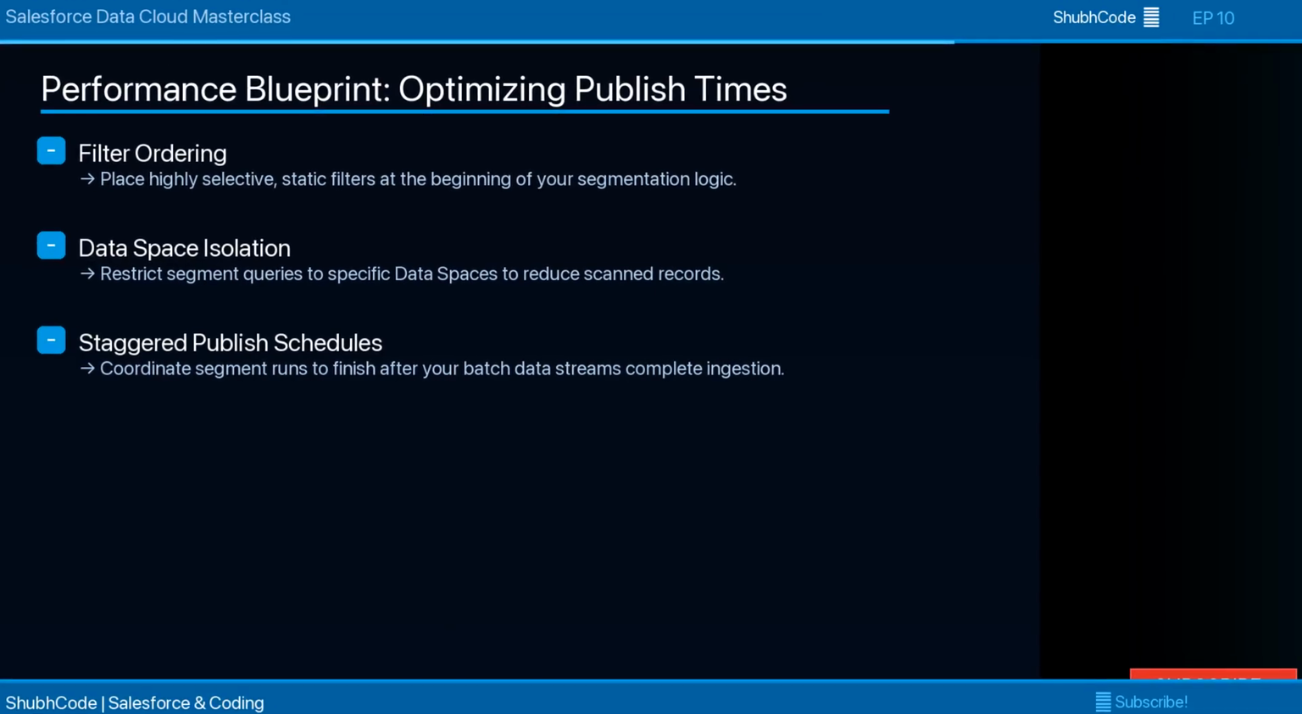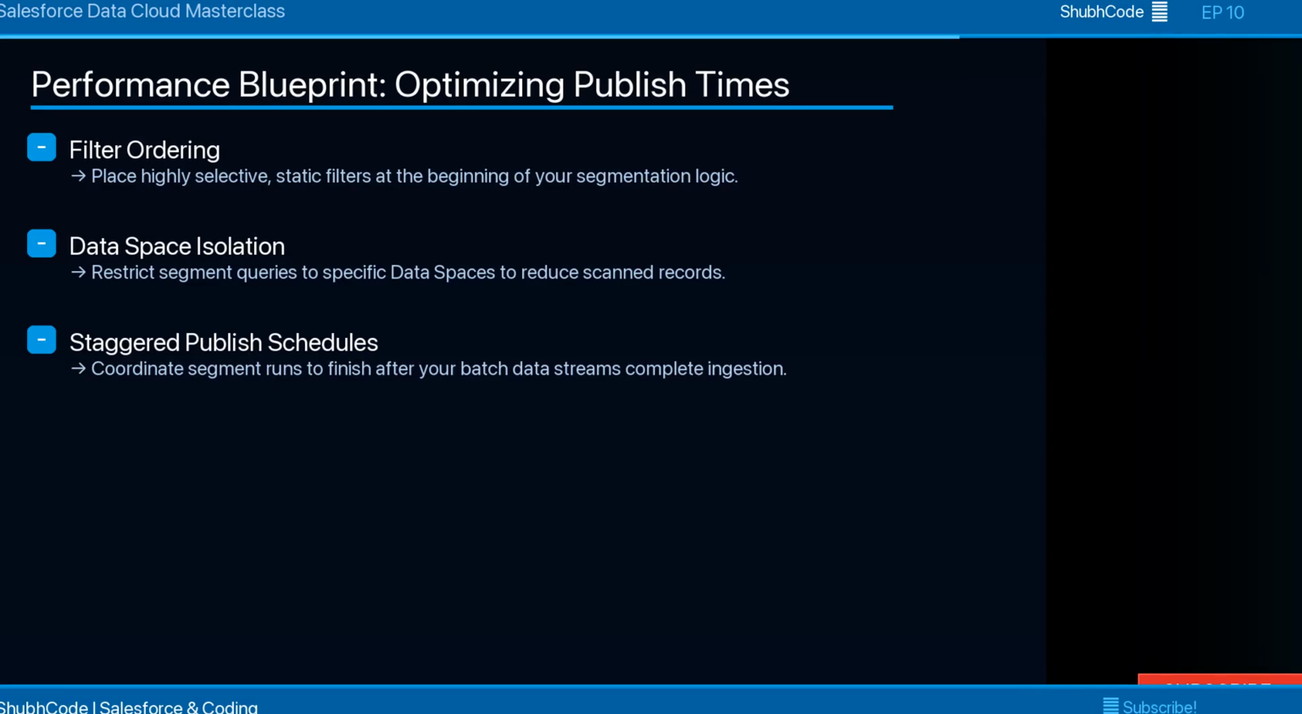Have you ever had a segment that took hours to publish, or worse, failed altogether with a timeout? The culprit is almost always inefficient query design. To fix this, always place your most restrictive filters, like active country or market, at the very top of your logical flow. This immediately trims down the scanned dataset before complex nested conditions are evaluated. Additionally, stagger your publish schedules to avoid resource conflicts with active ingestions.